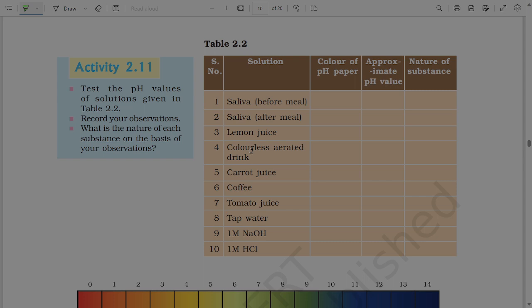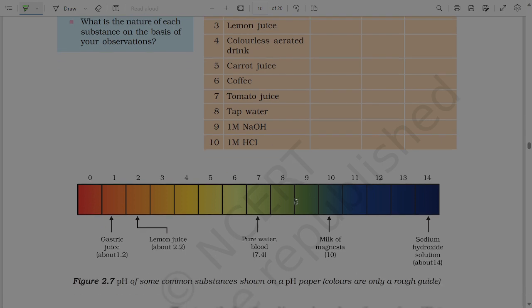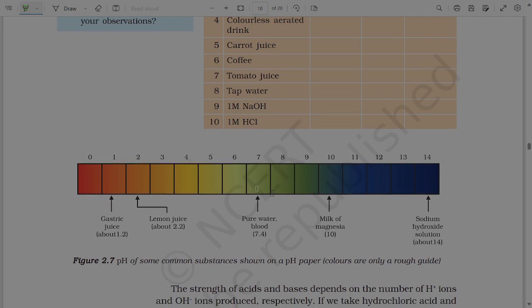Saliva before meal and after meal, lemon juice, a colorless aerated drink, meaning a carbonated drink, such as Limca-type soft drinks, and carrot juice, coffee, tomato juice, tap water. 1 molar sodium hydroxide, and 1 molar hydrochloric acid, referring to molarity. This is the common depiction of a pH paper.